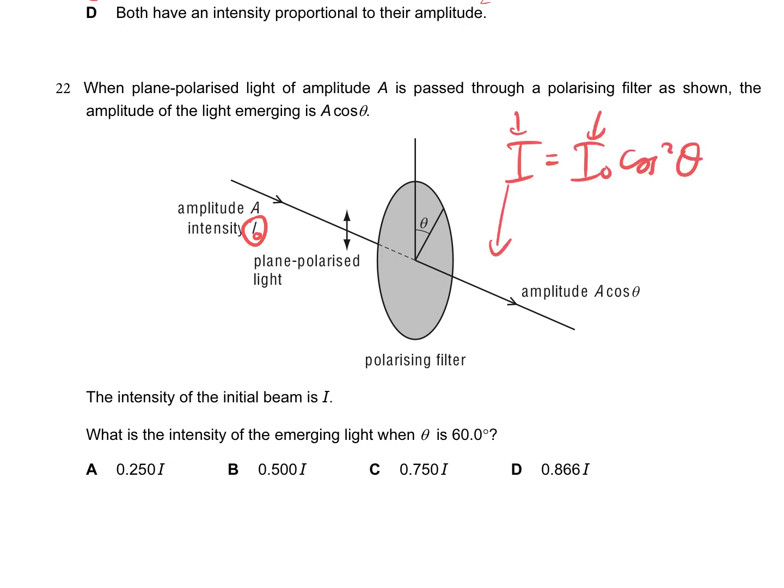So the intensity of emerging light when theta is 60, that's 60 relative to the plane of polarization, so that's what goes in our equation. So basically we're looking for cosine squared, cosine 60 squared, which gives us 0.25, so our answer must be A.